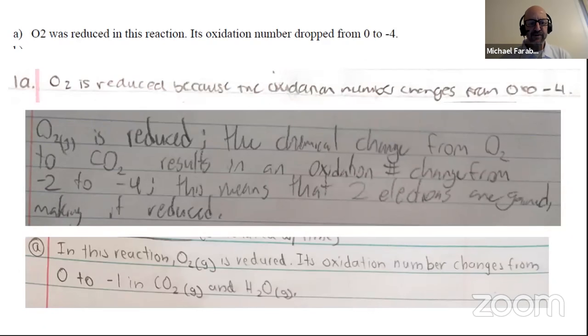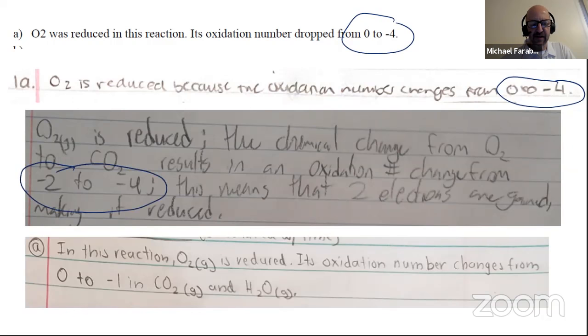Okay, here we have some concerns about student responses. They did say that oxygen is reduced, but they said from 0 to -4, and that's incorrect. Here we have a change from -2 to -4. So again, they have to justify the answer in terms of oxidation numbers. This says it's changing from 0 to -1.